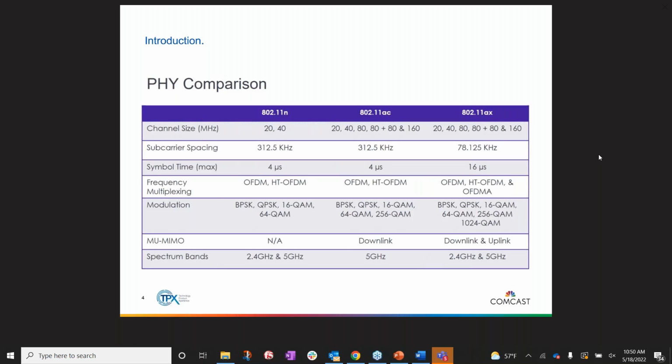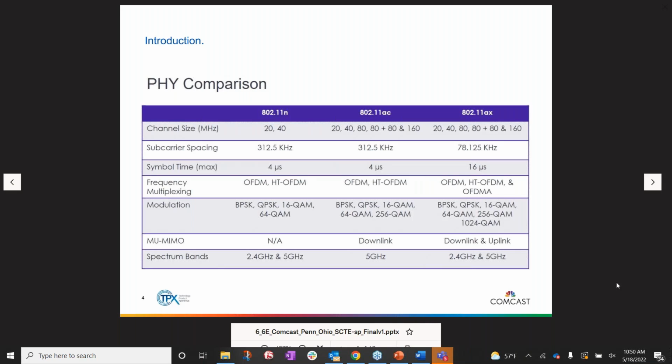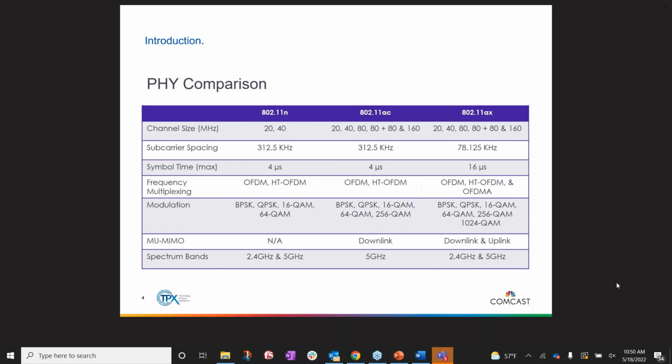And MU-MIMO is multi-user, multiple input and multiple output. In 11N, it was there, but it was never implemented. It was there only up to the specification. In 11AC, it was supported only as a downlink mode. In 11AX, you can have both downlink and uplink support.